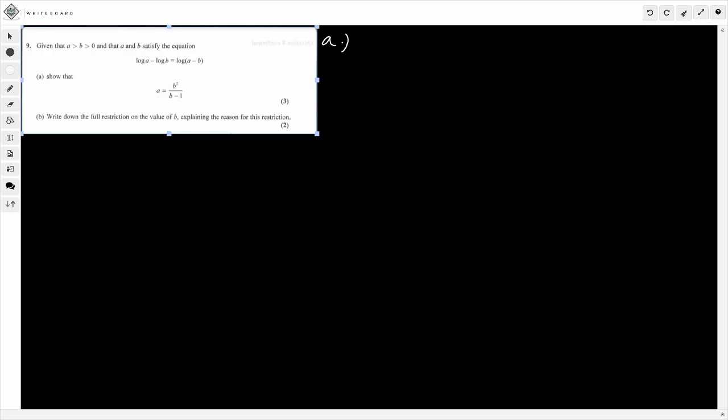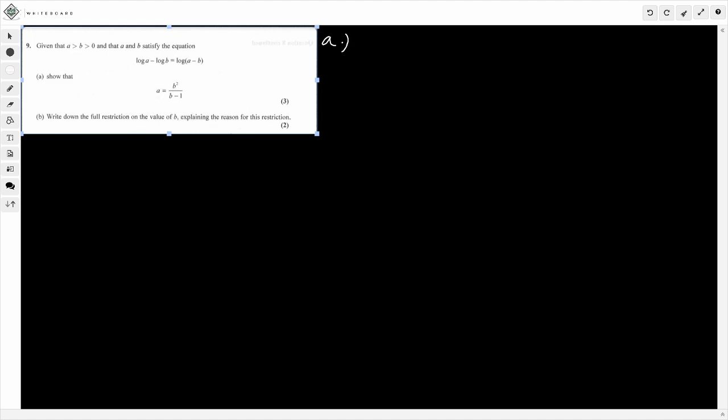So moving on to question 9 here, we have a question on logarithms, and we're given that a is bigger than b, which is bigger than 0, or both are bigger than 0, and that a and b both satisfy this equation here. We're asked to show that a is equal to b squared divided by b minus 1. So, question on logarithms, so you've got to be confident with your properties and rules of logs. So let's have a look at tackling it, see if we can show that this is equal to this.